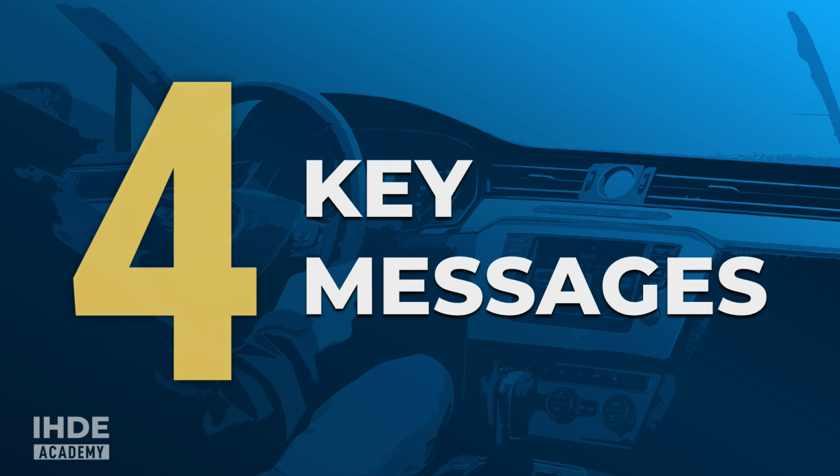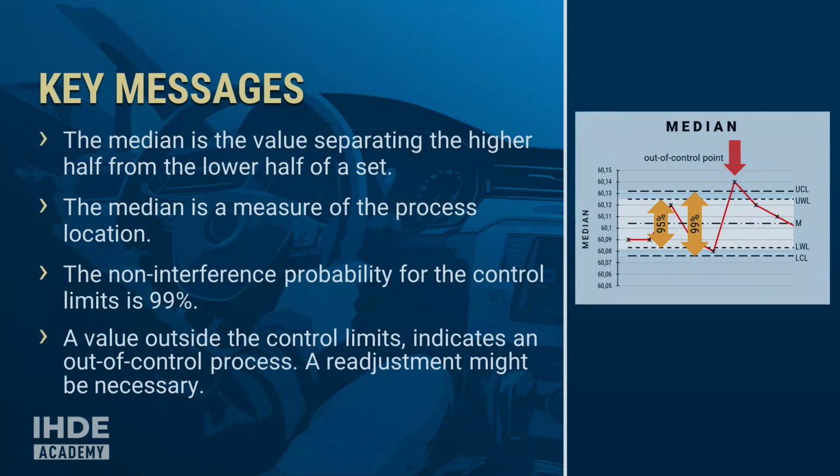Well, that was a lot of new information. Therefore, I would like to conclude by repeating the 4 most important key messages. The median is the value separating the higher half from the lower half of a set of values. The median is a measure of the process location. The non-interference probability for the control limits is 99%. And if a value is outside the control limits, the process must be readjusted.